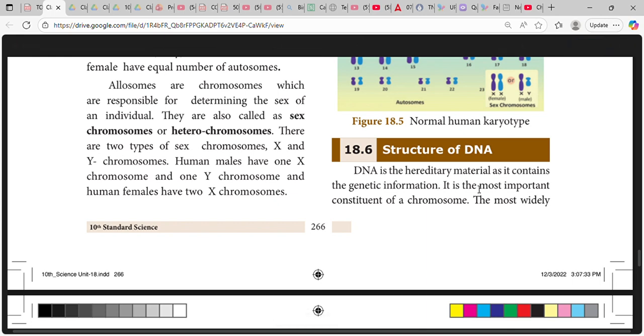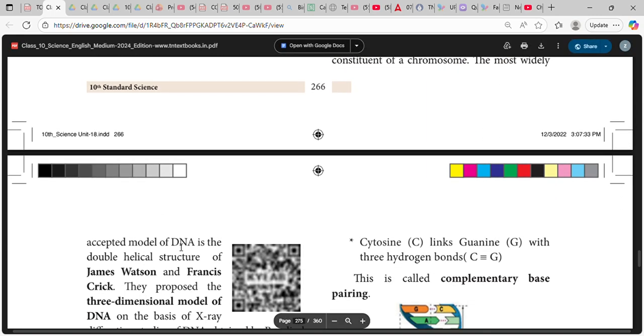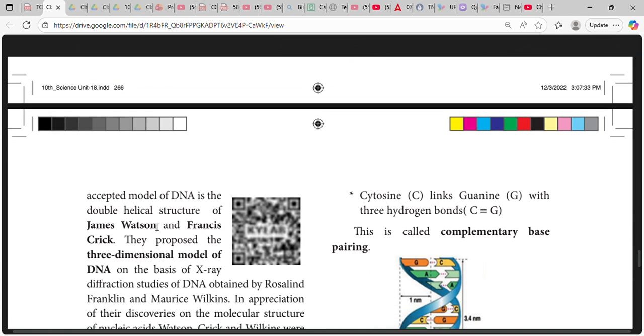DNA is the hereditary material as it contains the genetic information. It is the most important constituent of a chromosome. The most widely accepted model of DNA is the double helical structure of James Watson and Francis Crick.